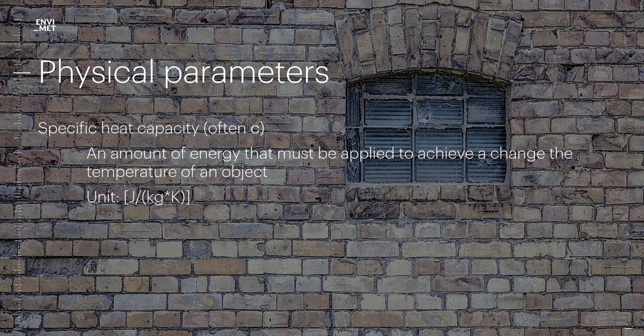So how much energy is needed in order to heat a material by 1 Kelvin that has the mass of 1 kilogram? A high value indicates a slow heating up, but also a slower cooling down. So once the material is heated up, which takes a lot of energy, it also takes a long time to cool down.